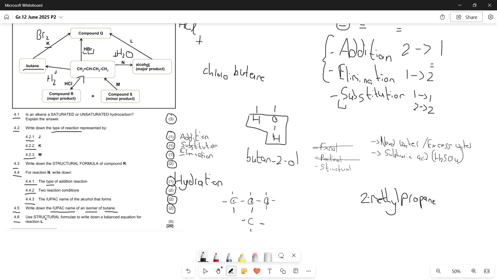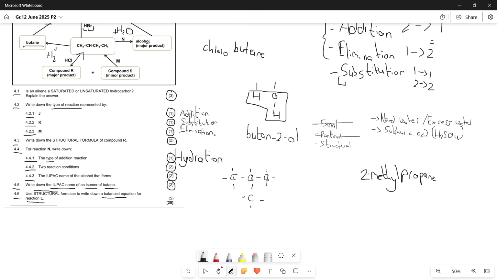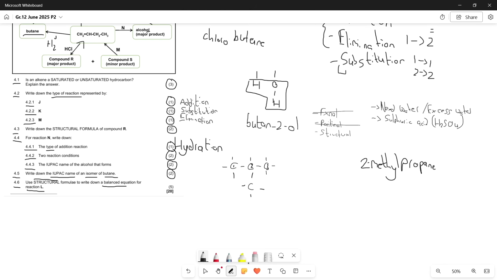Cool. And then last question, 4.6. It says use structural formula to write down a balanced equation for reaction Al. Structural is in capital letters, so that's important, and this is for 5 marks. So we need a structural formula balanced equation for the reaction of Al, where our alcohol joins up and forms our compound Q, which we saw was our haloalkane.